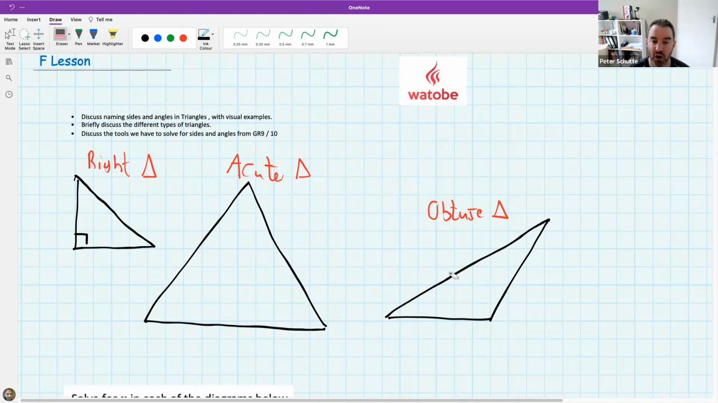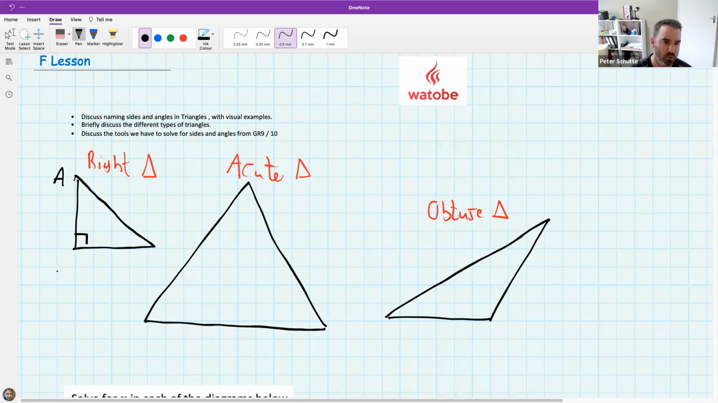Now, it's true that there are things called scalene triangles, which are when all the sides are a different length and all the angles are different, and isosceles and equilateral. That has to do with the length of the sides, and that's true too.